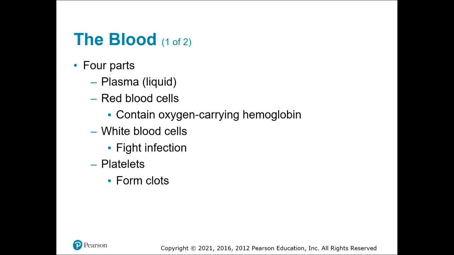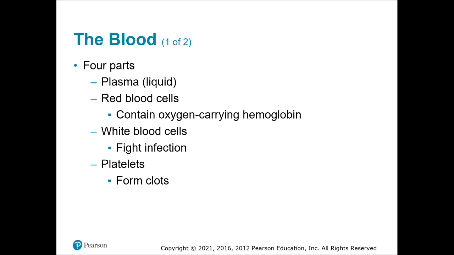Makes sense? Okay, the blood. So what can go wrong with the blood? There are 4 main parts of the blood. We have plasma, red blood cells, hemoglobin, which is the oxygen carrying component of red blood cells, white blood cells and platelets. So those are the 4 main parts when we talk about blood.